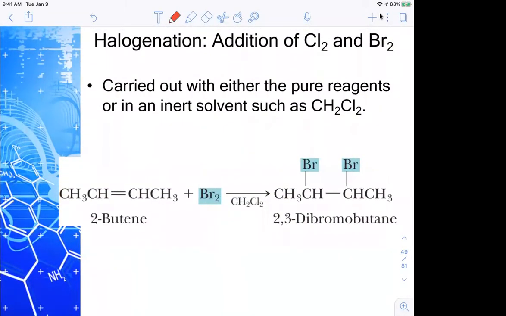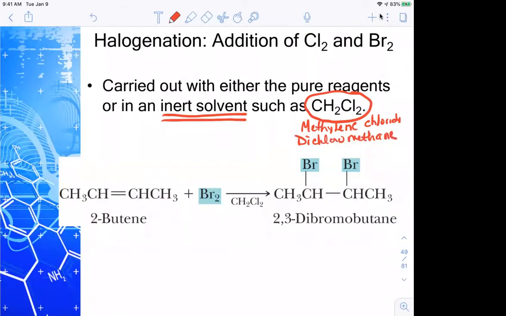So the way I do this is that I can either carry this out with pure reagents. Mostly I don't do that. I'm going to use an inert solvent such as CH2Cl2. This is called methylene chloride, or it's also called dichloromethane. And that's a very, very common solvent that's used in organic chemistry.